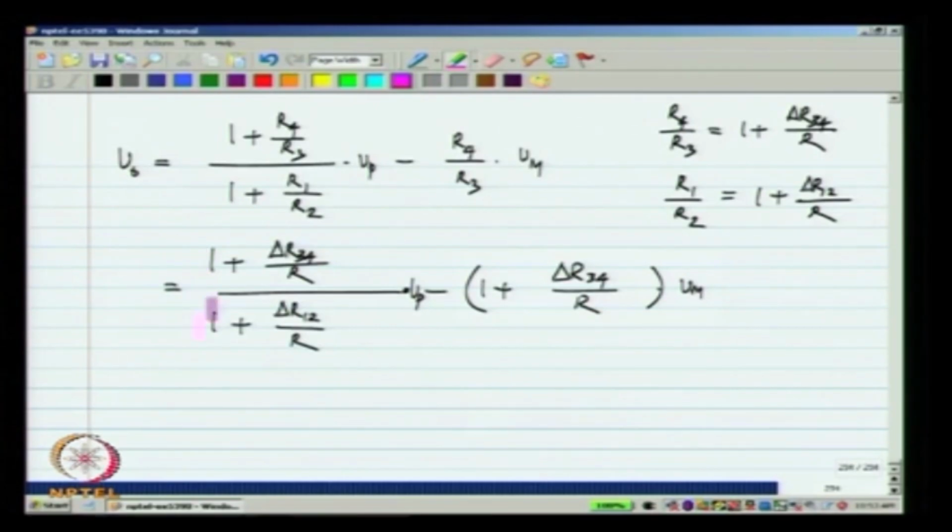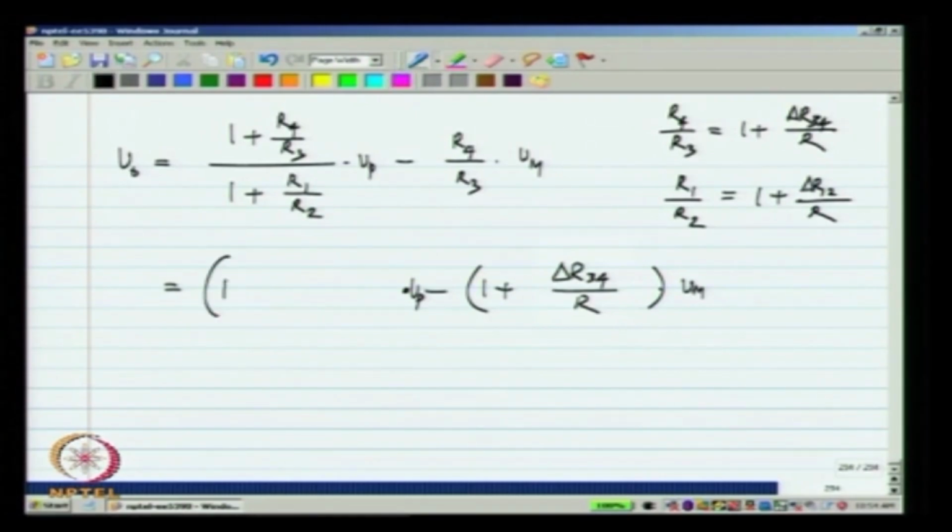Now, I am going to once again use the fact that this delta R34 by R and delta R12 by R are quantities much smaller than 1. So, this entire thing reduces to, okay, that is what it is going to be. So, the output is of the form of some alpha p Vp minus alpha m Vm. And alpha p is not exactly the same as alpha m.